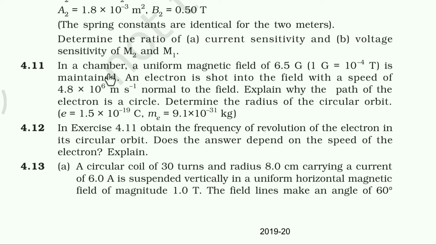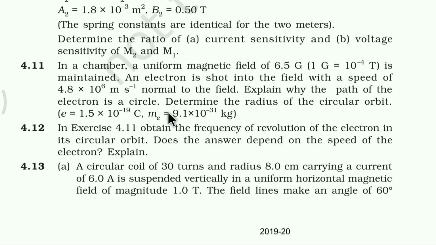In a chamber, a uniform magnetic field of 6.5 G is maintained. 1 G, that is 1 Gauss, is equal to 10 to the power minus 4 Tesla; Tesla is the SI unit. An electron is shot into the field with a speed of 4.8 into 10 to the power 6 meter per second normal to the field. Explain why the path of the electron is a circle. Its answer you will get from the theory.